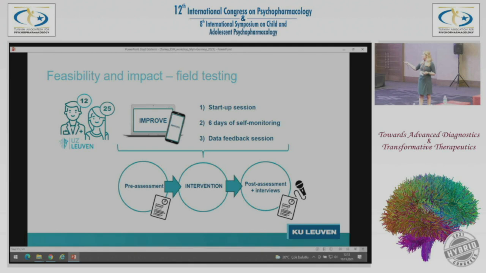So basically the intervention is a startup session where the clinician explains to the patient what they need to do. Then the patients do 6 days of self-monitoring, and then there is a data feedback session. So the patient goes back to the clinician, and then they discuss together the findings. It's part of a study, so we assessed before this intervention and after this intervention.